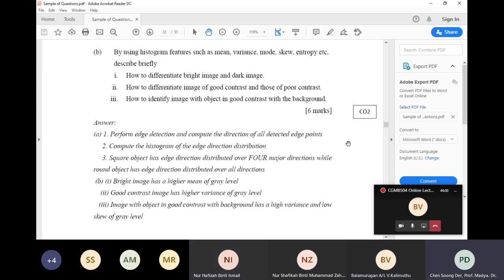Triangle. How many directions are there? 3. Yes, exactly. If it is a triangle, then it's 3 directions. So that is how we can use edge detection, and particularly the edge direction, to differentiate shapes. This is the basic shape. But for more complicated shapes, how?